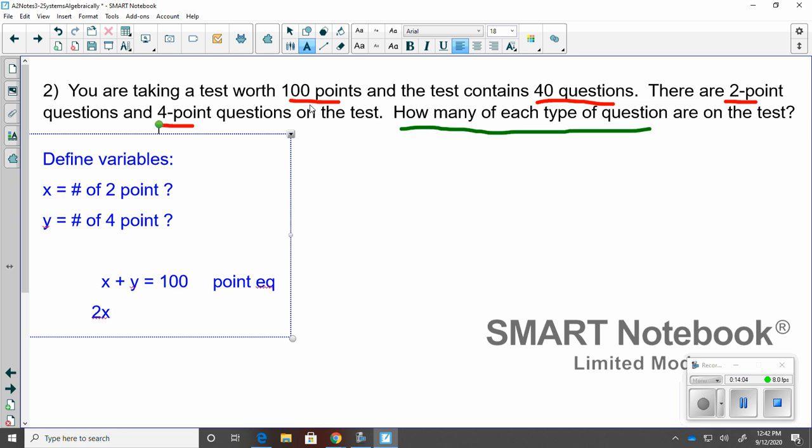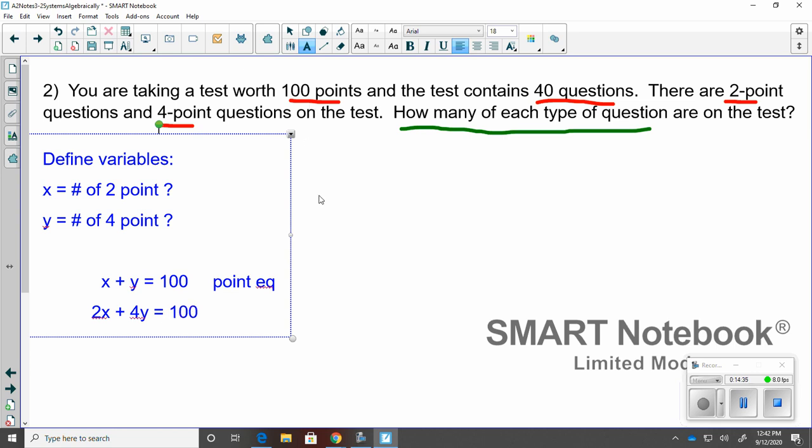So 2 times x. For example, totally guessing here, but if there were 9 questions that were 2 points apiece, 9 times 2 is 18. That's how many points would represent that part of the test. So that's how you need to think about 2x. And then you're going to take the 4-point questions, multiply it by how many there are. I don't know, so I'm going to write y. And it's equal to, and then I know that that's the total points, and so that's going to be 100.